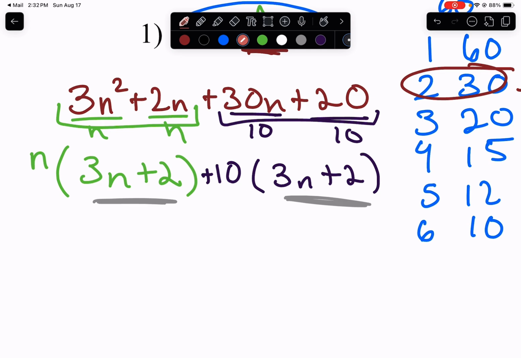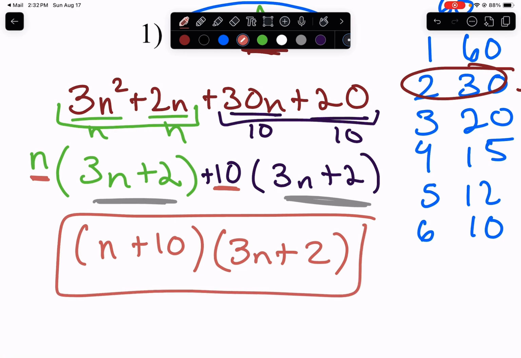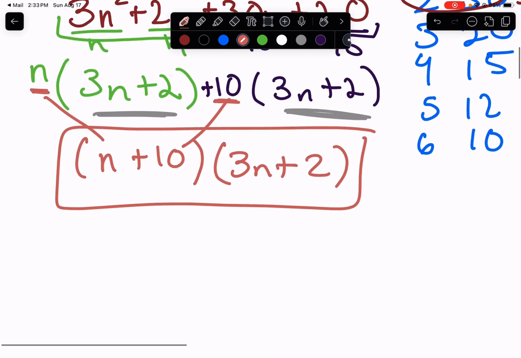I look and I'm like, okay, so my final answer here, I'm going to take the two things that I took out as GCF. So I'm going to do n plus 10 and make a binomial. And then I'm just going to rewrite the binomial that was repeated, which is 3n plus 2. And this is my answer here. So again, I took these two pieces, made a binomial, and then wrote the repeated one.